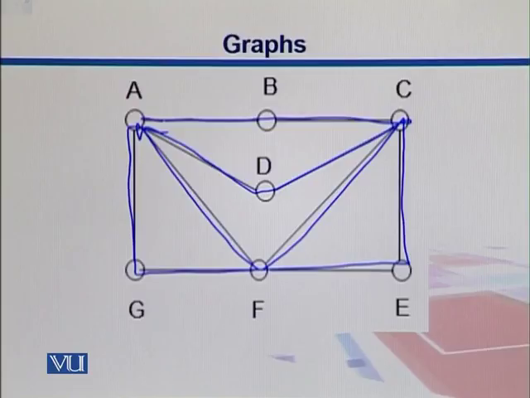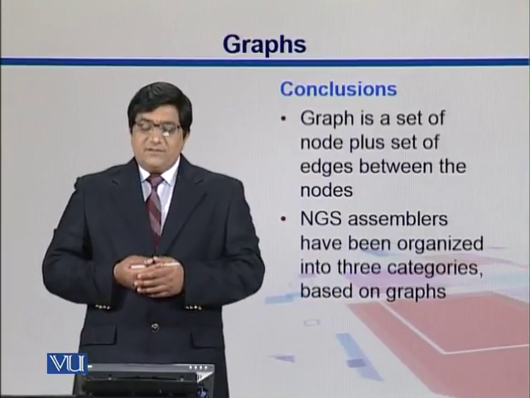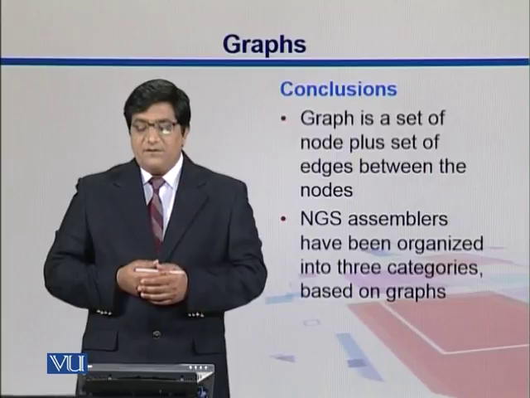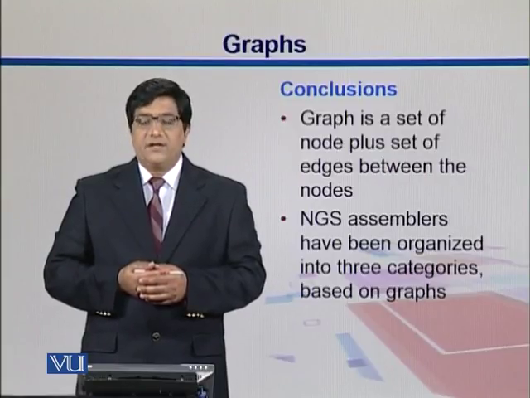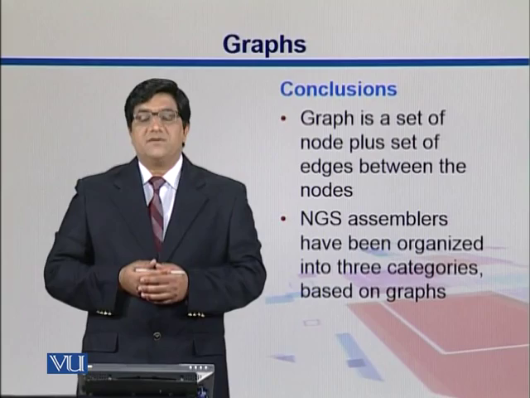In this way, for the nodes coming from those aligned reads, we are trying to place them and find these paths amongst them. Once we find those paths, there is no repetition, so we can resolve them and put these reads together in the shape of an assembly. So in this section, what we have seen is that a graph is a set of nodes plus a set of edges between them, and assemblers have been organized into three categories based upon the types of graphs they are using.